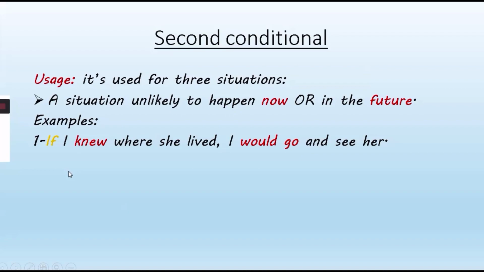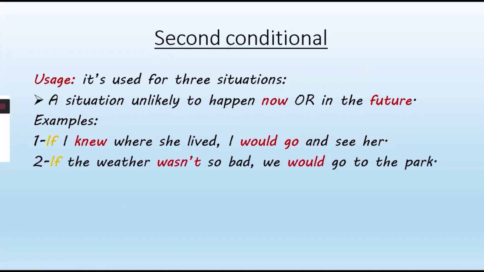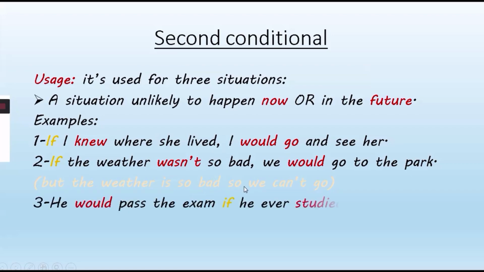Okay? Number 2, if the weather wasn't so bad, we would go to the park. Are we going to the park now? No, we are not. Why? Because the weather is bad. That means the weather is so bad, so we can't go. Then, he would pass the exam if he ever studied. This means he never studies, so this won't happen.